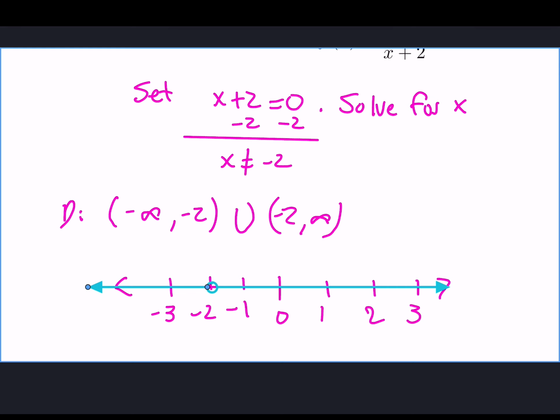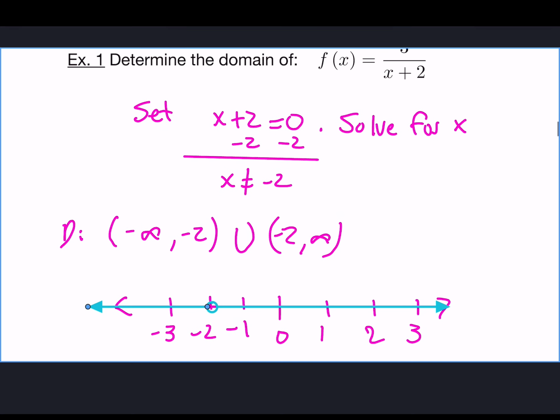Something else I want you to notice. How many issues did we have in our domain? How many points did we have excluded? Just the one. And how many holes did that cause? One. And how many different pieces were in our domain? How many different intervals? 2. So one hole created 2 different parts of our domain, 2 different intervals. You'll see that sort of accelerate in the next example.